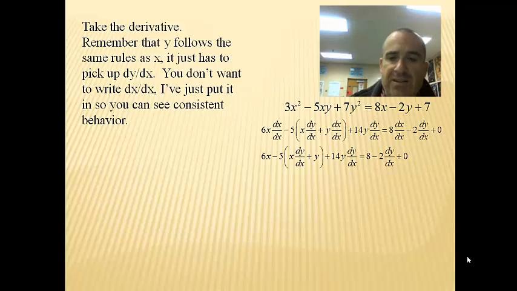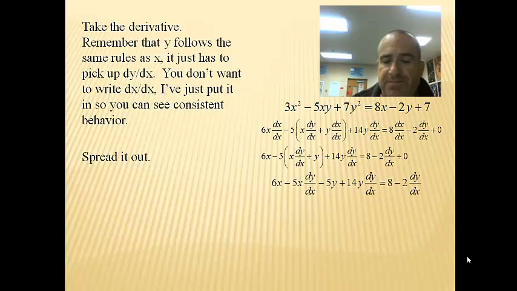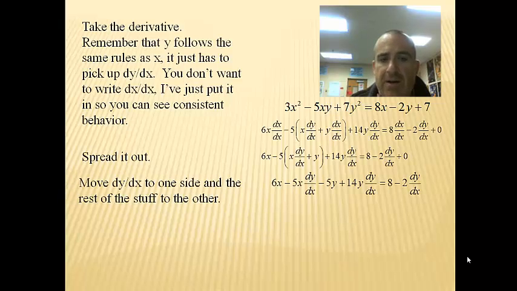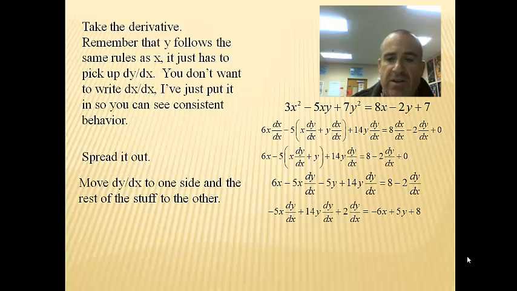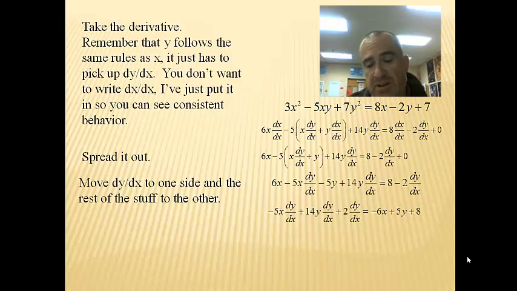Now all those dx dx's, they're just ones, so I just got rid of them basically in that second step. From here on out, it's just an algebra problem. We need to get all the dy dx's on the same side, and we need to get everything else to the other. So I'm going to spread it out. I'm going to distribute that 5 across. So if I distribute that negative 5 across, I get that. I'm going to move the dy dx's to one side and the rest of the stuff to the other side. So here's all the dy dx's on one side, all the other stuff on the other side.